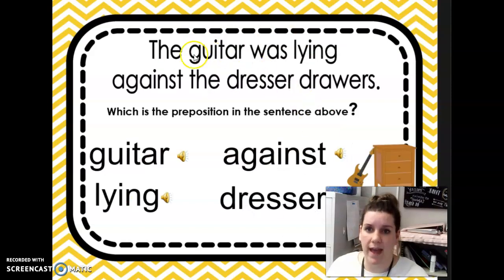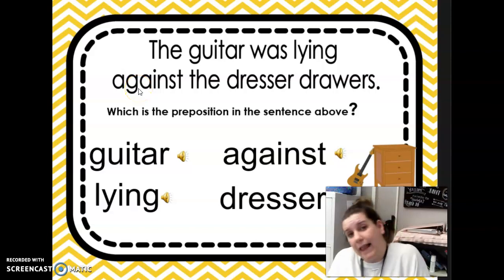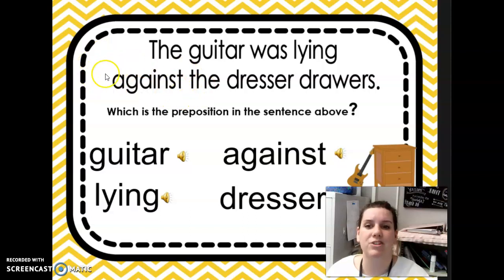The next one we have, the guitar was lying against the dresser drawers. We have our two objects. We have guitar and dresser drawers. Where is the guitar in relation to the dresser drawers? Well, it's lying against. Well, lying or laying is my verb, so I can't use that one. So your preposition is going to be against.